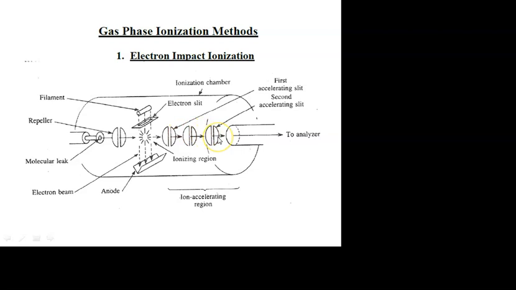From this accelerating slit, they again increase their speed and go towards the magnetic region where the deflection takes place. After deflection, the detection takes place. So electron impact ionization carries out the ionization, as well as the acceleration, then deflection and detection. Here, the analyzer means the detection system. So this is the working of electron impact ionization. Thank you.